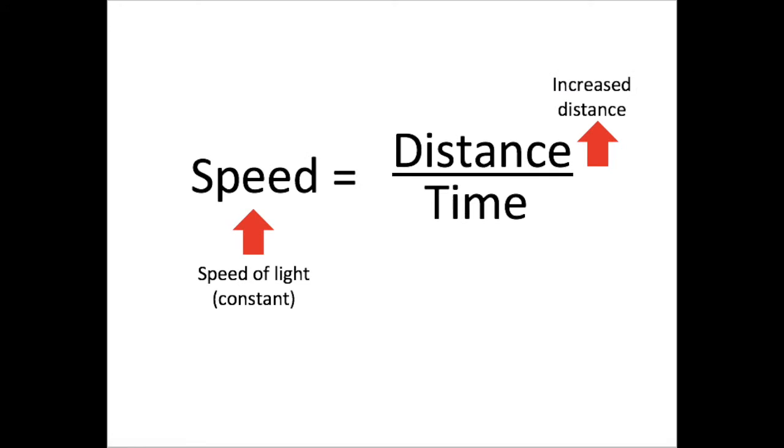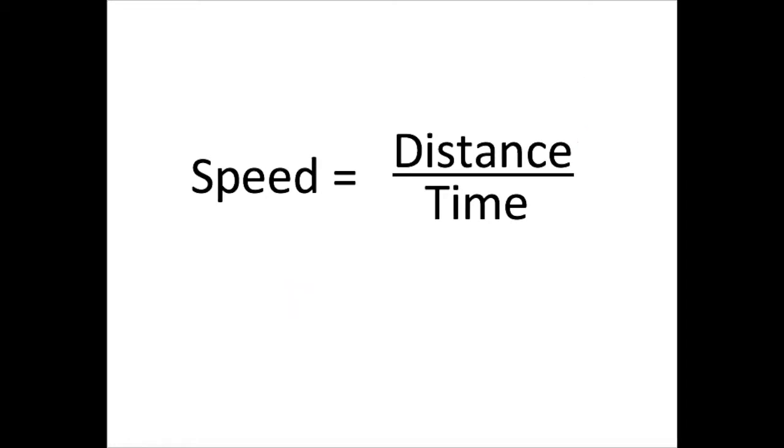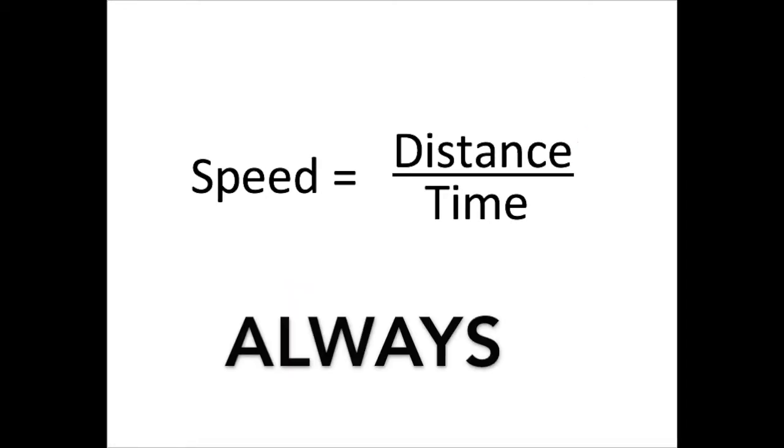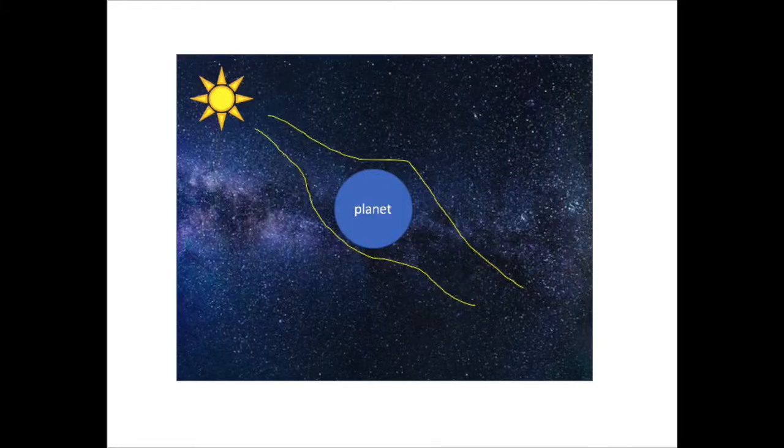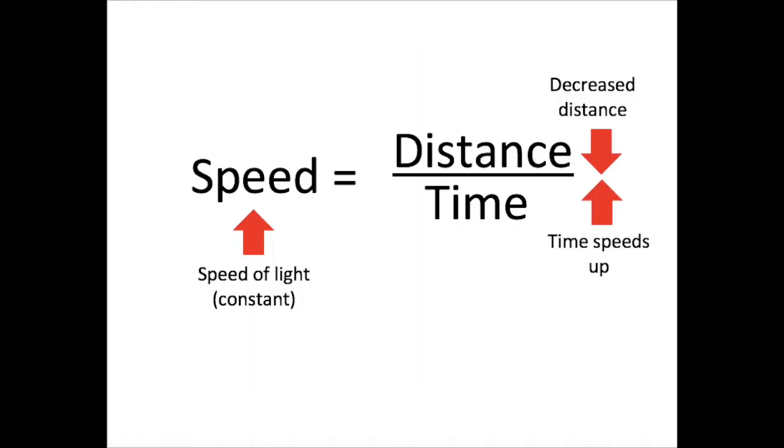So if the distance for light to travel is longer, then the time has to slow down since the distance has increased. Distance over time always has to equal the speed, which is the speed of light. If it was a shorter distance, for example, light traveling on an object not as heavy, then the time will speed up. If the distance is longer, time slows down, and if the distance is shorter, time speeds up.